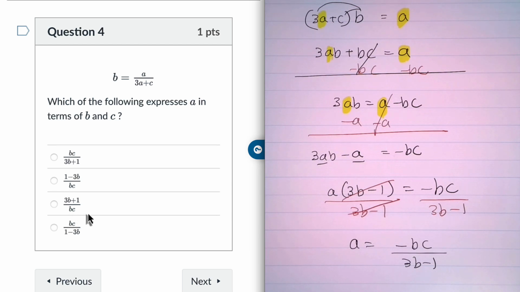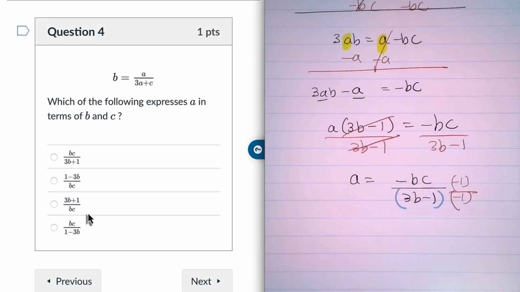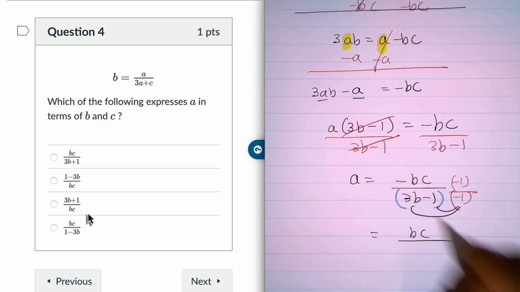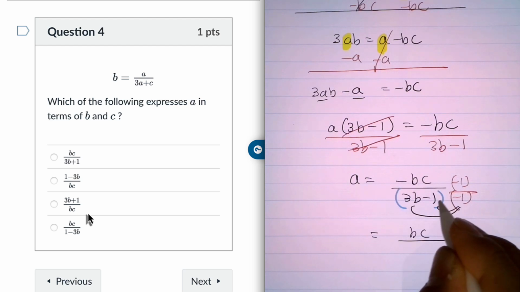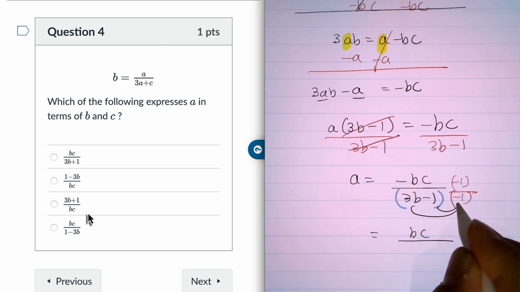So what do we do? Multiply top and bottom by -1. When you do that, I'm going to also put parentheses around it so you won't make silly errors by forgetting that you have to distribute to both not only -1 but also 3b. So negative times negative will give you positive. On the top we have bc. On the bottom, when you distribute that, 3b times -1 is minus 3b, and -1 times -1 is positive.